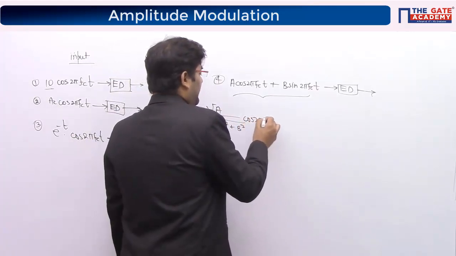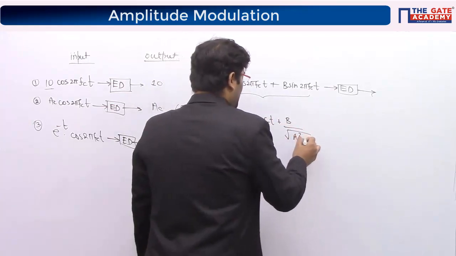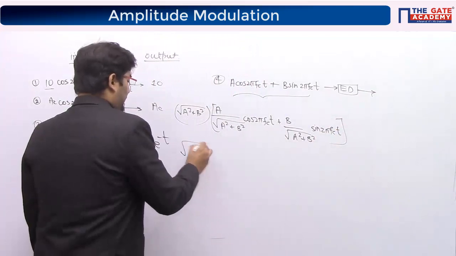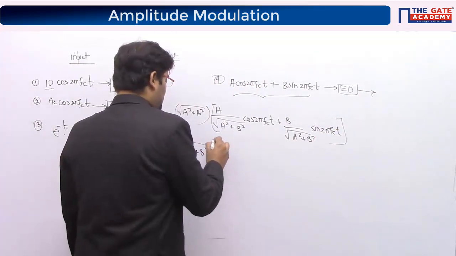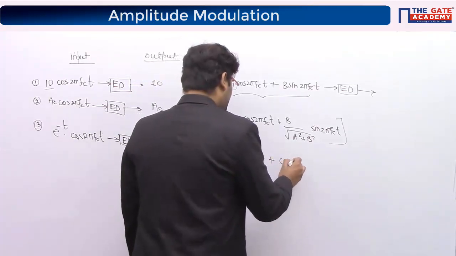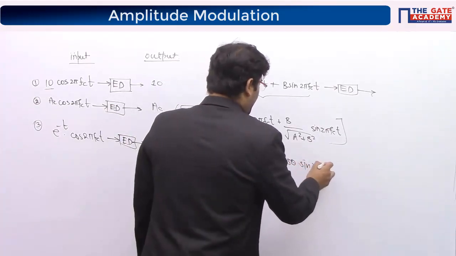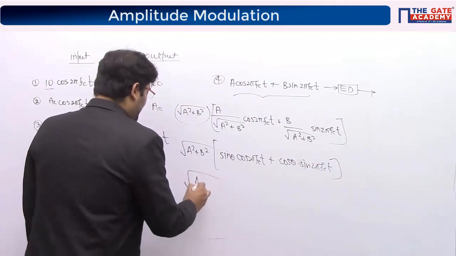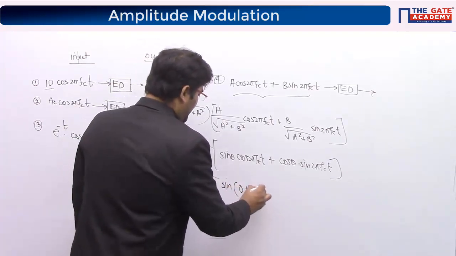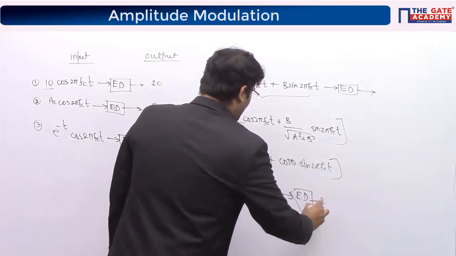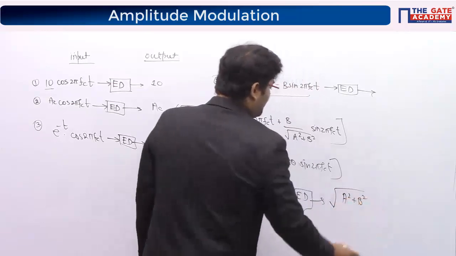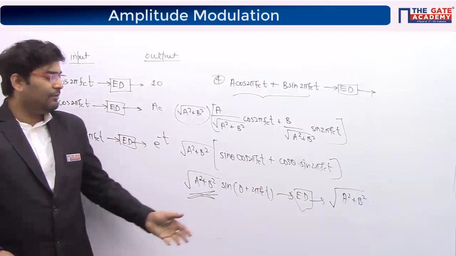So you write root under a square plus b square times [a by root under a square plus b square cos 2 pi fc t plus b by root under a square plus b square sin 2 pi fc t]. Actually you can write it as sin theta cos 2 pi fc t plus cos theta sin 2 pi fc t. With this basic trigonometric identity, you can write it as root under a square plus b square sin of (theta plus 2 pi fc t). This goes to the envelope detector, and you know that you will get the amplitude, which is root under a square plus b square. Very interesting question. Although I am giving it as a point, it can be a question also down the line.